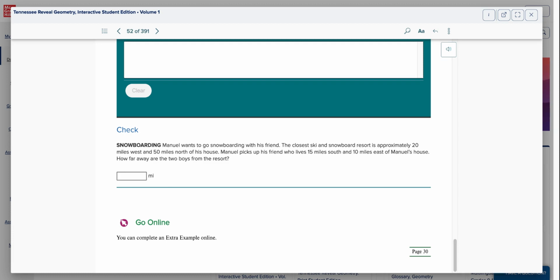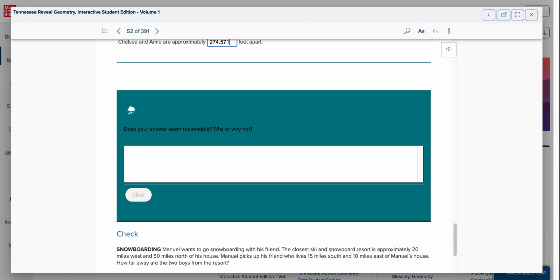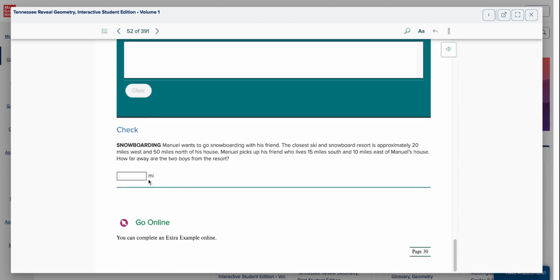And of course, I don't know if they're going to want that as a square root. Let's see if it breaks down. It does not. I've got a decimal, so I'm going to round this to the nearest tenth. On my calculator, I got 71 point, and after the decimal, I got a 5 8. Well, that 8 makes that 5 round to a 6. All right, and go online for an extra example.